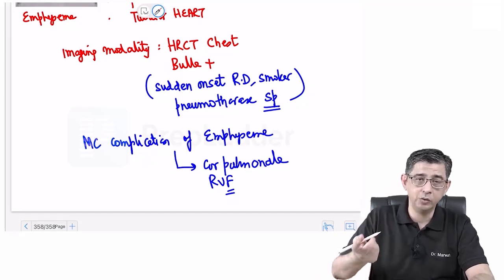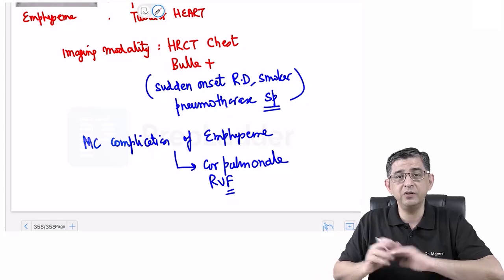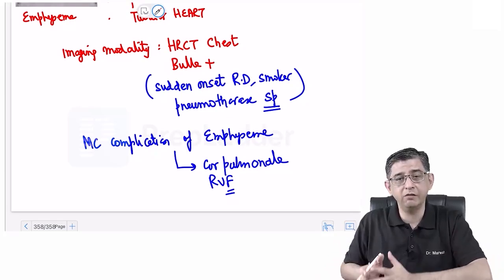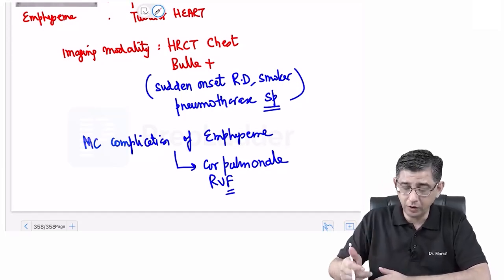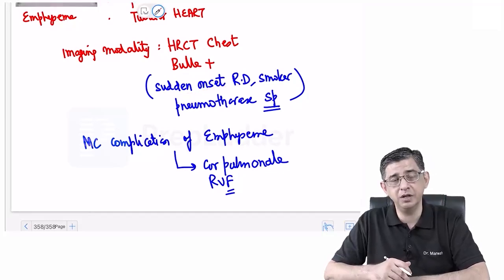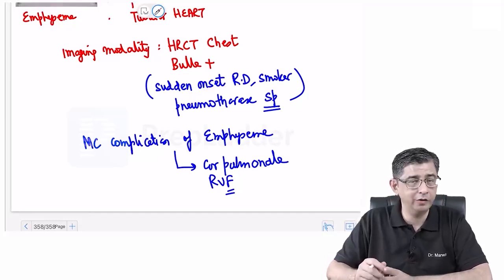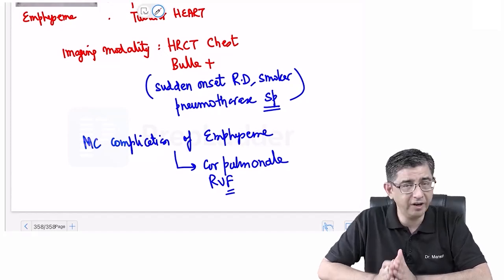On the other hand, I also told you that if he just says everything has developed suddenly because of cor pulmonale, right ventricular compliance being affected, this is going to take time. But if he's going to talk about a sudden deterioration in a person, then you must think in terms of the possibility of spontaneous pneumothorax in a patient of emphysema.